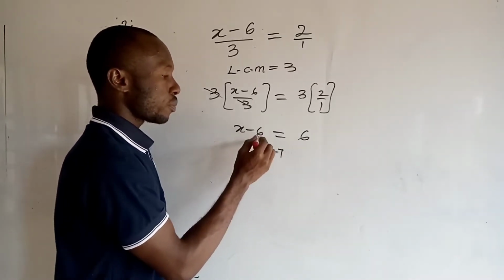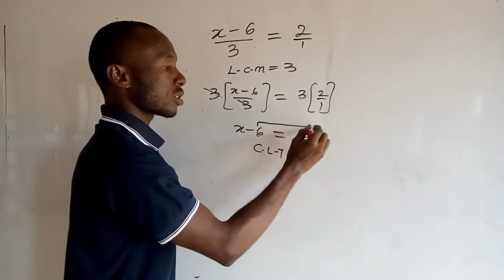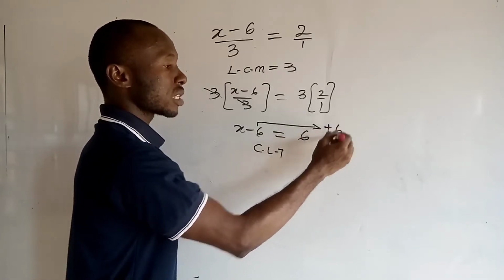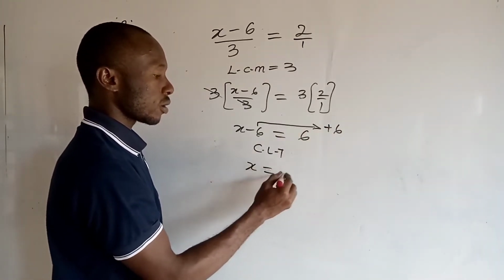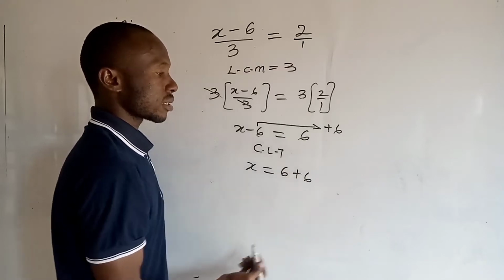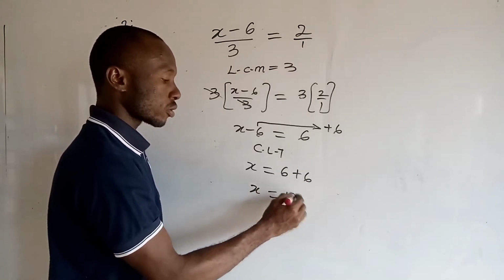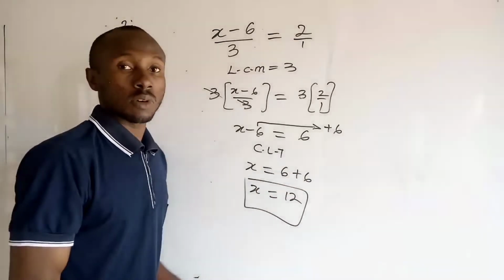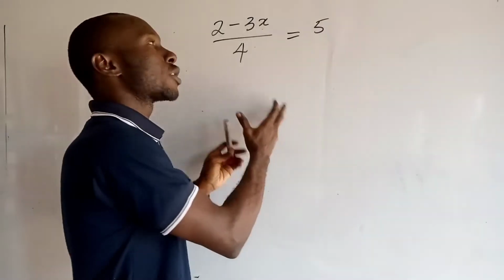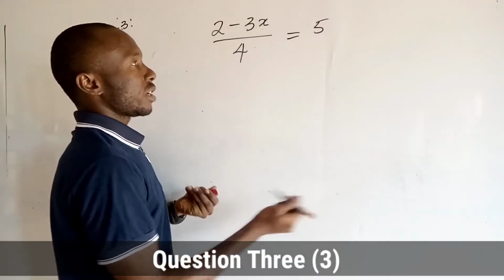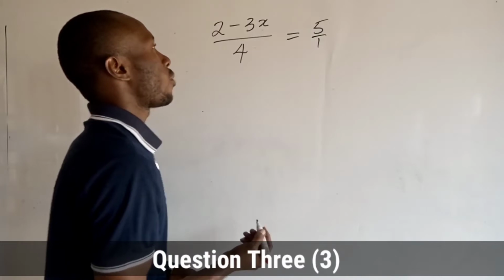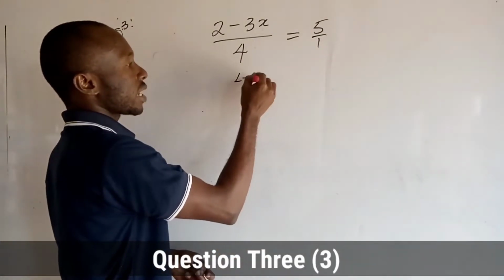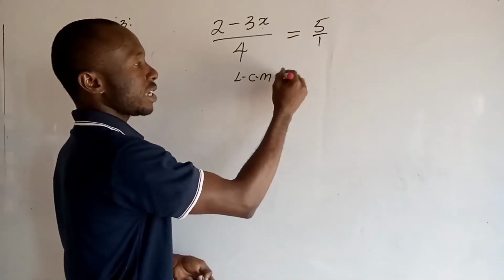I want to take negative 6 to the other side of the equation and it becomes positive 6. So I have x is equal to 6 plus 6, and x is equal to 12. This is the solution to our question number 2. Well, this is question number 3. 5 is the same as 5 upon 1, and the LCM here of 4 and 1 is 4.